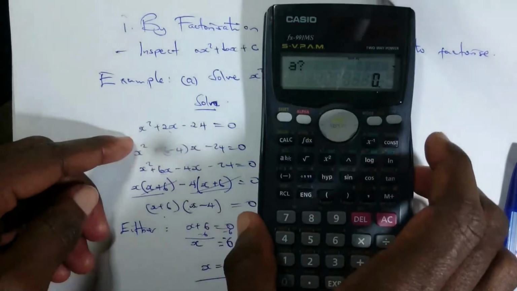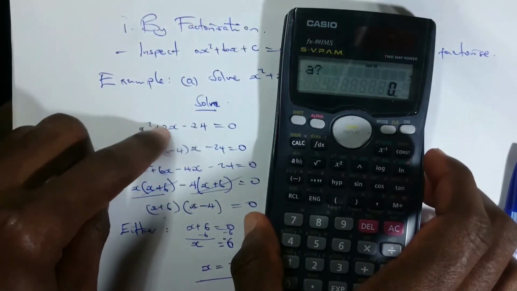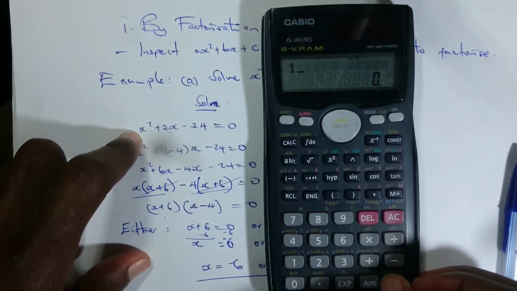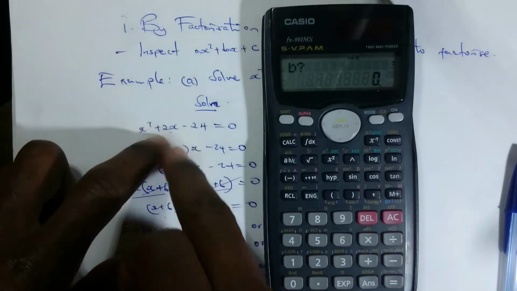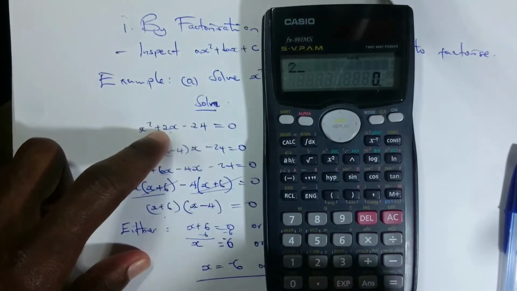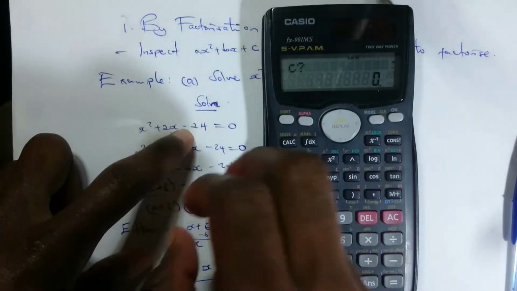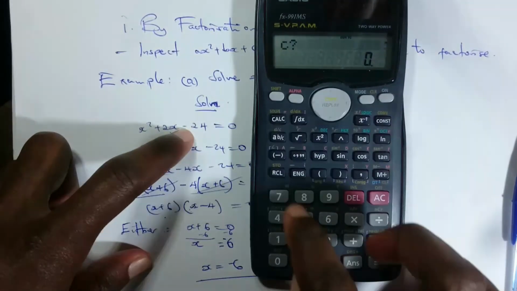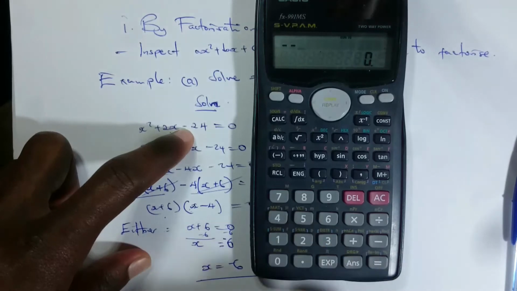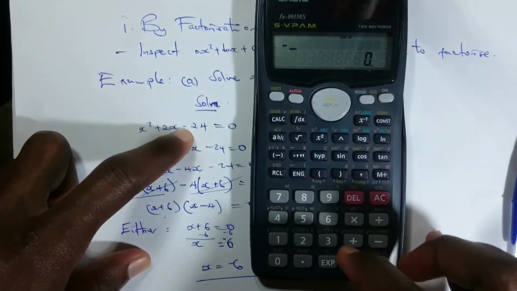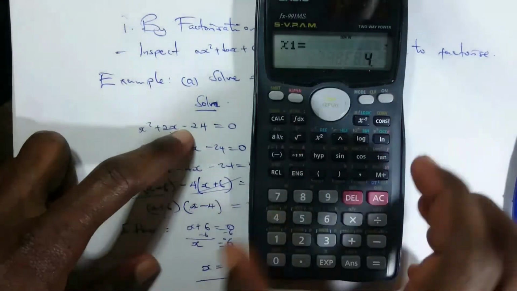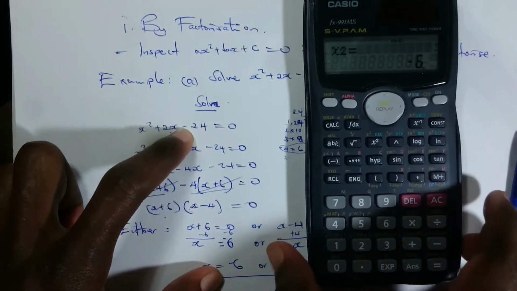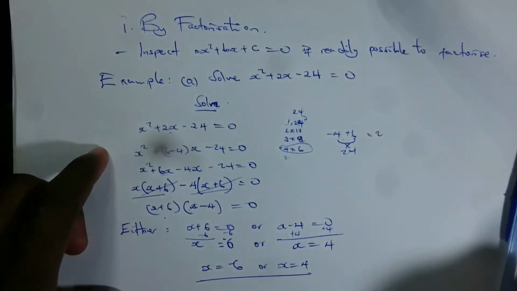Now we enter our first value of a, because remember we are comparing with ABC, where the coefficient of x squared is a, which is 1. We press equal sign. Then the coefficient of x is b, which is 2. Press equal sign. The value of c is negative 24. See here, c is negative, so we consider the negative. So our first value is 4. The next value is negative 6, so press equal sign again. Now we can go to the next example.